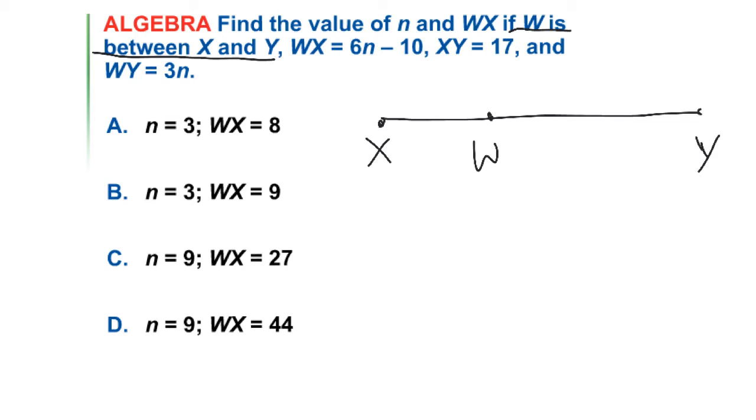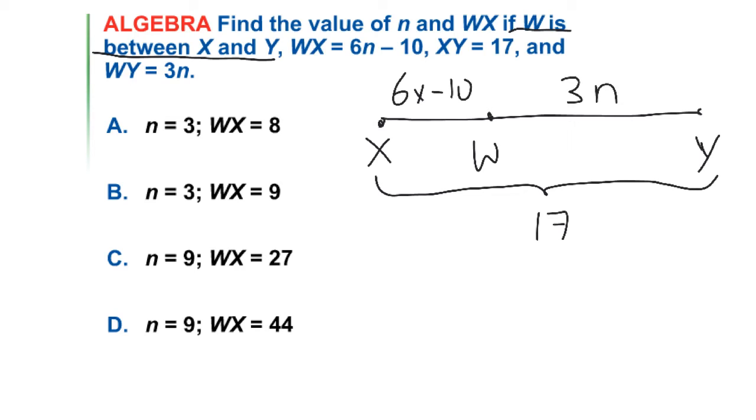So let's see what we know. WX is 6n minus 10. Okay, label the picture. That's the most important thing. Segment XY, which is the entire segment, is equal to 17. And WY is equal to 3n. Okay? So that's the first part of the problem, to translate the words and label the picture. Now the second thing I will do, I'm going to write betweenness of points. In other words, BOPs. So we know that XW plus WY is equal to XY.